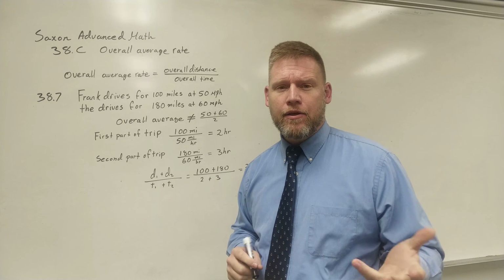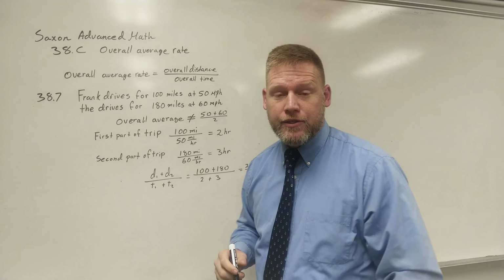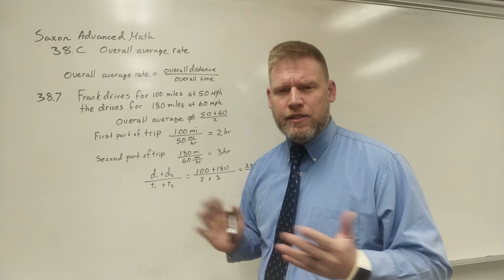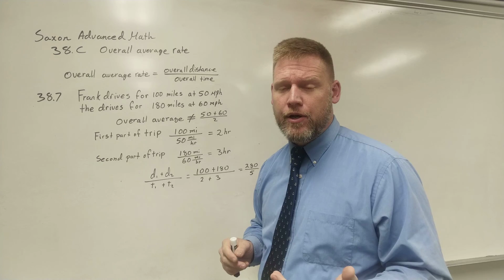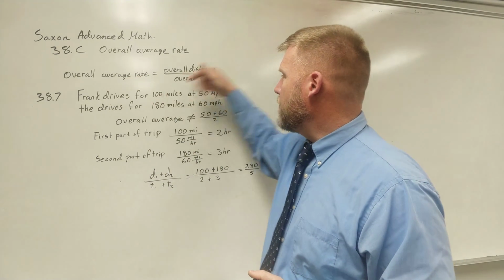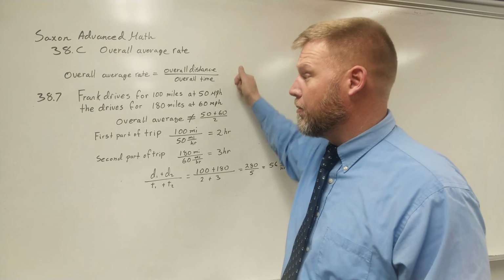I can't take the 30 miles an hour plus the 100 miles an hour and say 130 divided by 2, 65 miles per hour is my average. It's not, because I spent a lot more time driving at the slower rate than I did the faster rate. So I remember the overall average rate would have to be the overall distance divided by the overall time. Now let's look at the example problem.